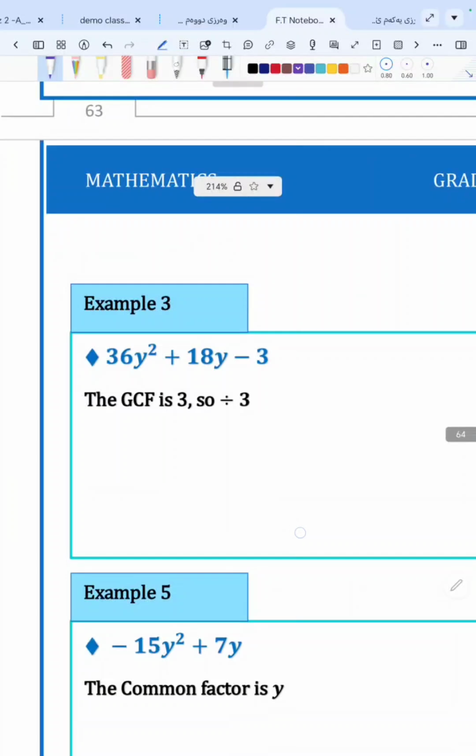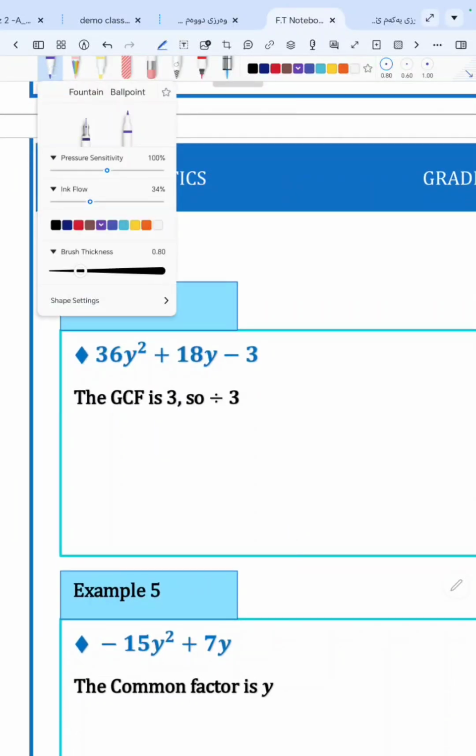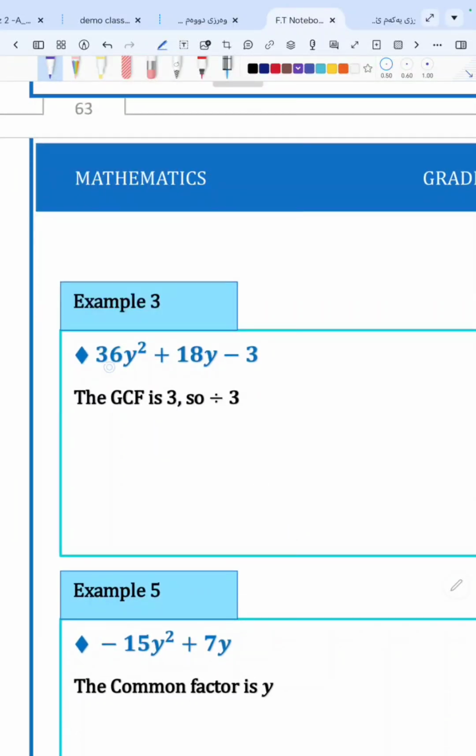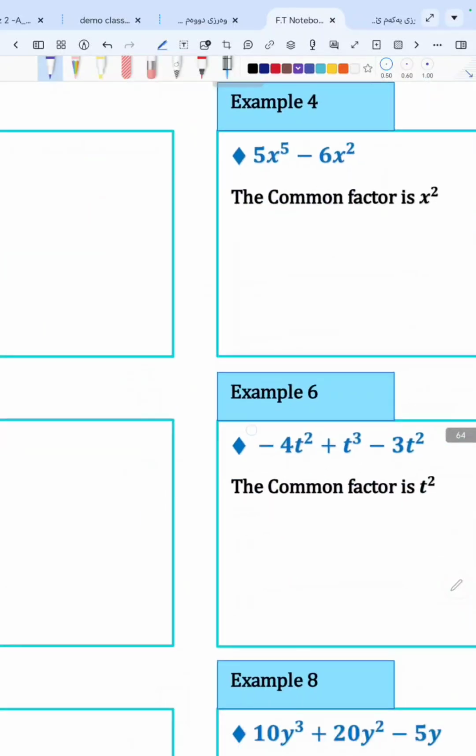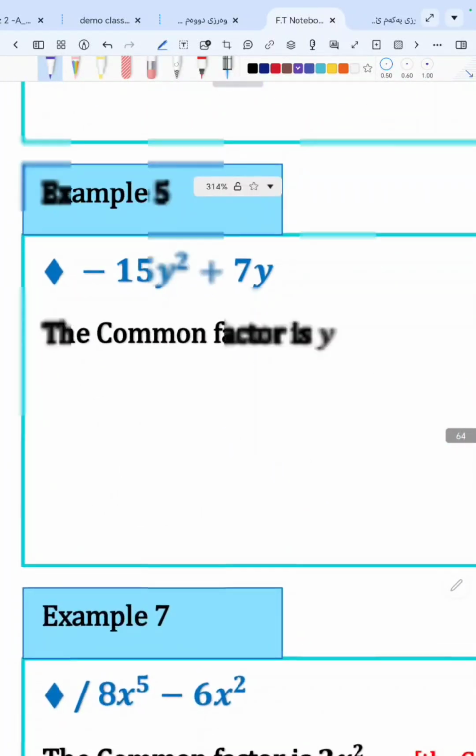The other one, here I have, between 36, 18 and 3, the GCF is 3. Okay, 36 divided by 3 is 12y power 2, plus 18 divided by 3 is 6y, minus 3 divided by 3, which is equal to 1.